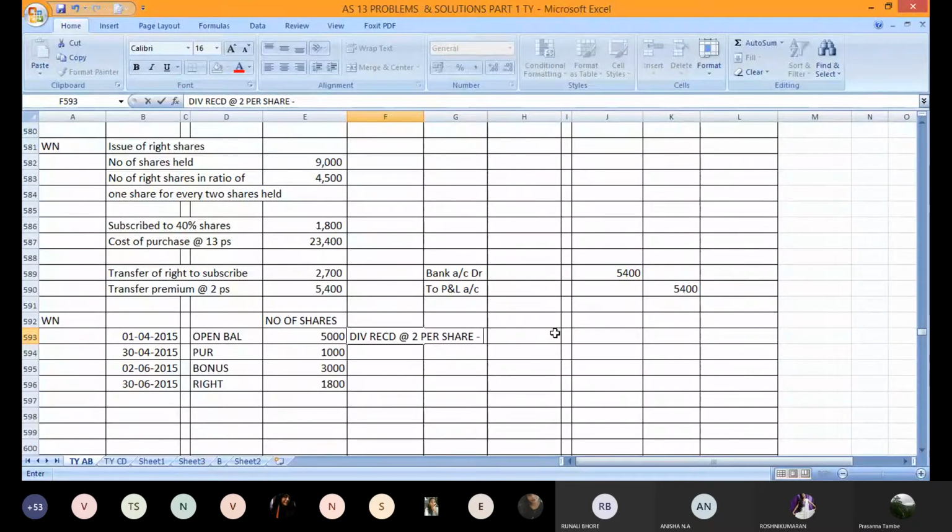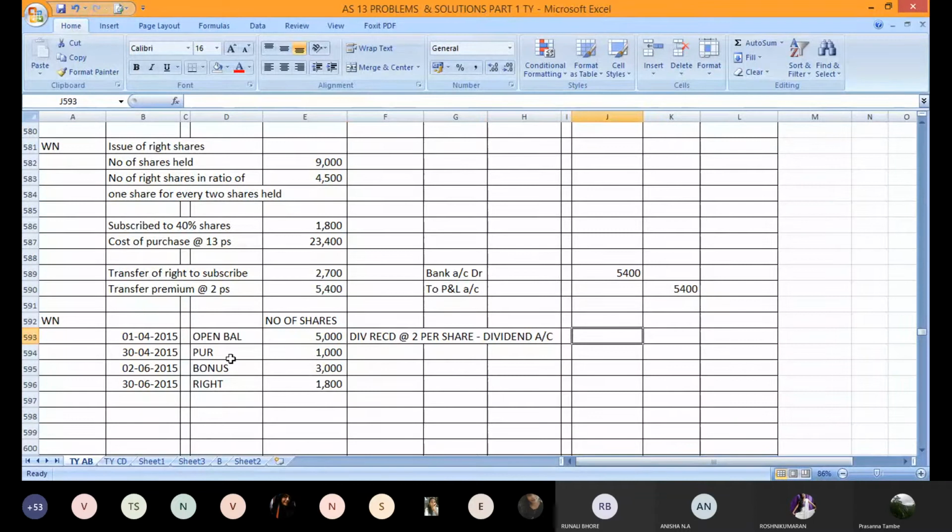Where will you take this dividend? How will this be accounted? This will go to dividend account. You were already holding these shares on 31st March 2015. You were already the owner of these shares on that date, and for that year itself, the company has made the payment of dividend. So this is a normal revenue receipt which will be received and transferred to dividend account.